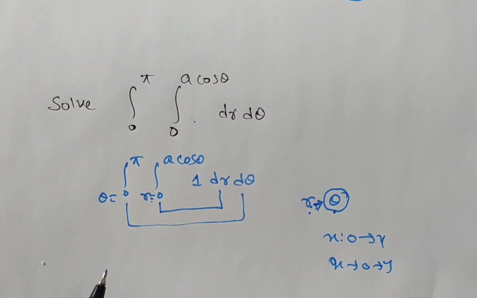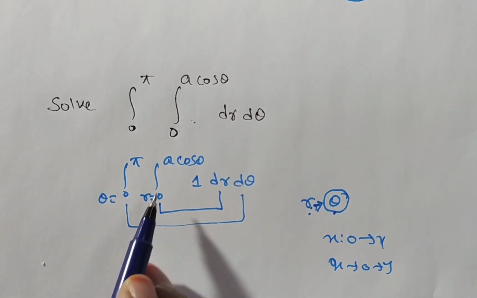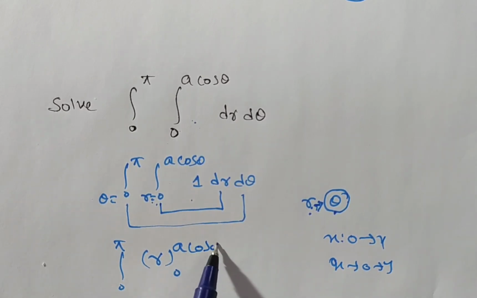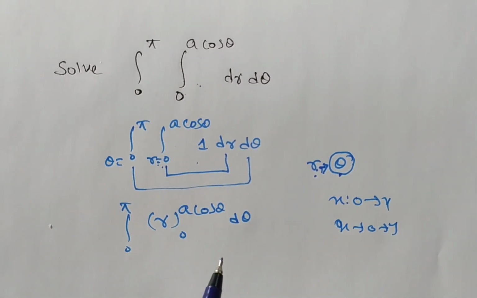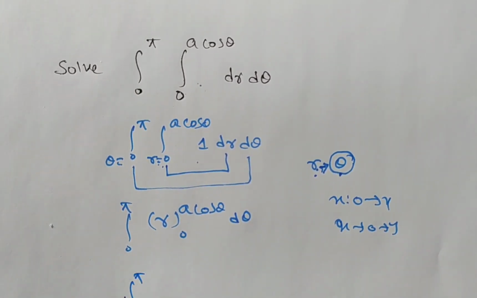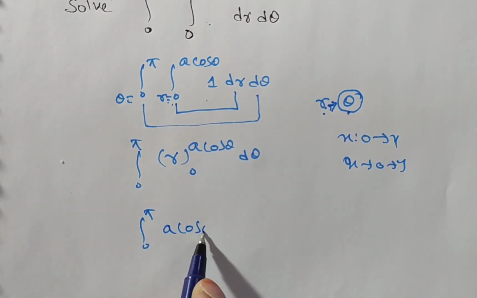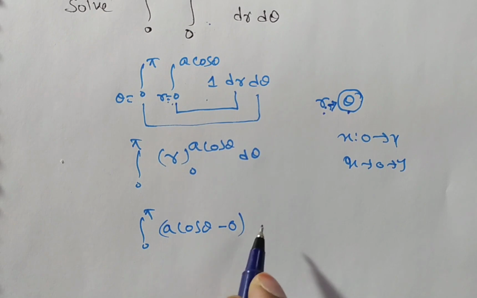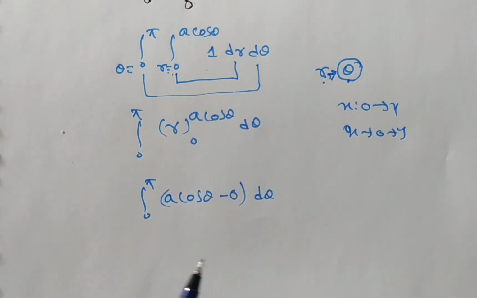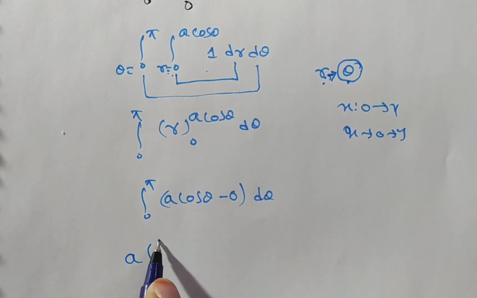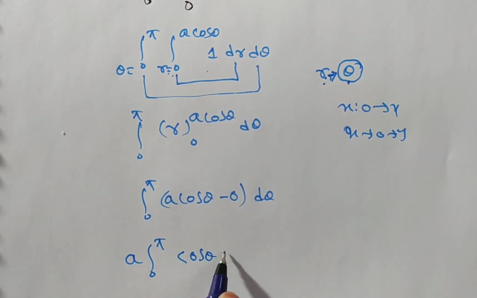So first we have to integrate with respect to what? r only, because r is dependent on theta. So with limits from 0 to pi, the integration with respect to r gives r, with limits from 0 to a cos theta, d theta. Now upper limit minus lower limit: a into cos theta minus 0, d theta. Here a is a constant, so you will have a cos theta only in the integrand. So a outside, integral 0 to pi cos theta d theta.